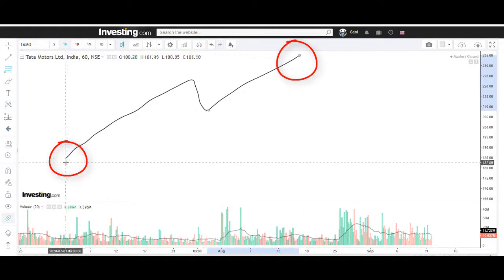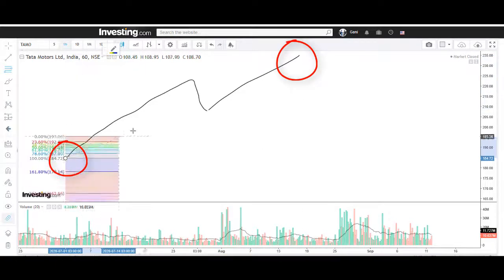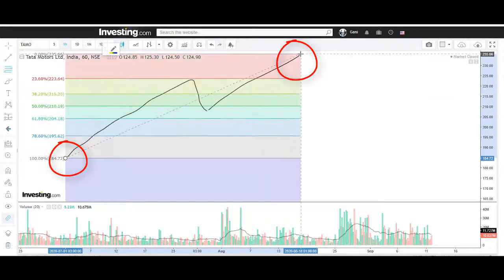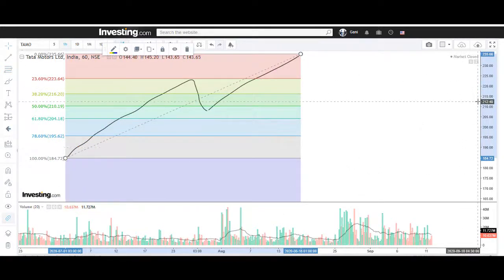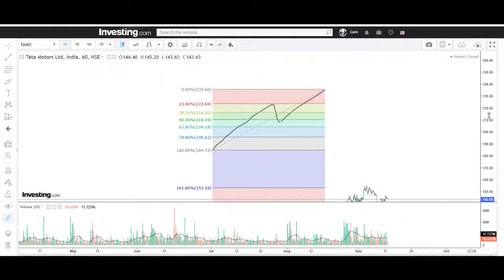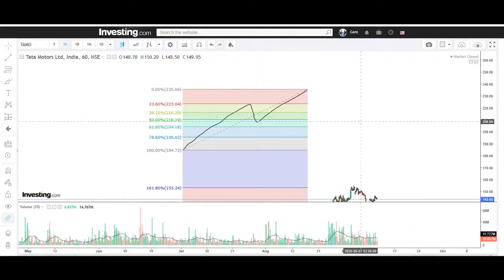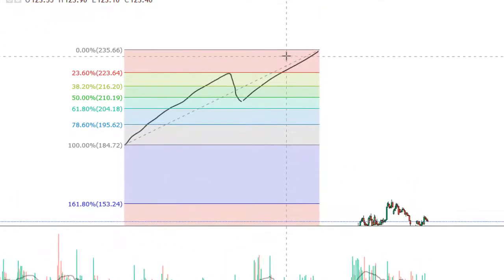To draw the Fibonacci, you have to point the swing low, then you have to drag it to the swing high. So now you can see I have drawn the Fibonacci. Let me zoom out a little bit. And this is how the Fibonacci tool looks. And here you're seeing there are a lot of levels, right? This is all called retracement.